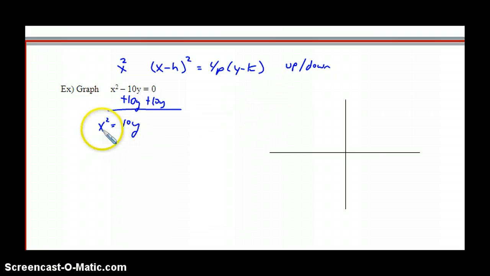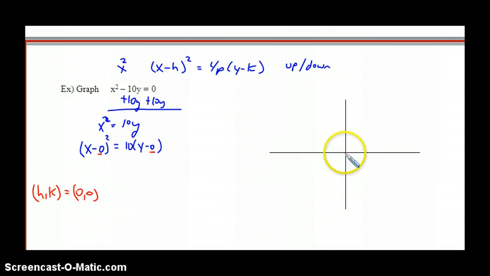So now, this is going to be my x minus h quantity squared, so this is really an x minus 0 quantity squared. This is my 4p times y minus k. So really what I have here is 10 times y minus 0. That's another way of writing that so I can see what my h and my k are. So looking at this, I can see that my h, k, because that's something I need to know to be able to graph this, is 0, 0. So let's put a dot there for my vertex. Remember, h, k stands for your vertex.